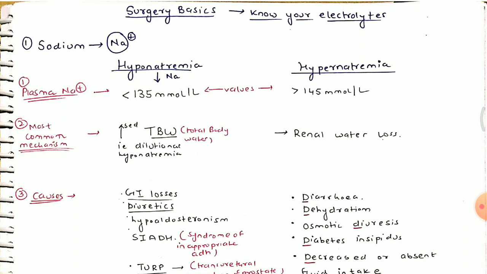So with those prayers, we'll now start the first series, which will be starting for surgery, which is the basics of surgery basics. Know your electrolytes. So in this series of know your electrolytes, we'll be trying to cover some basic electrolytes of our body, which are sodium, potassium, and calcium, and we'll try to see what will happen if there is an excess or a reduction of the same in our body, right? So the first one which we'll be beginning with is sodium, Na+.